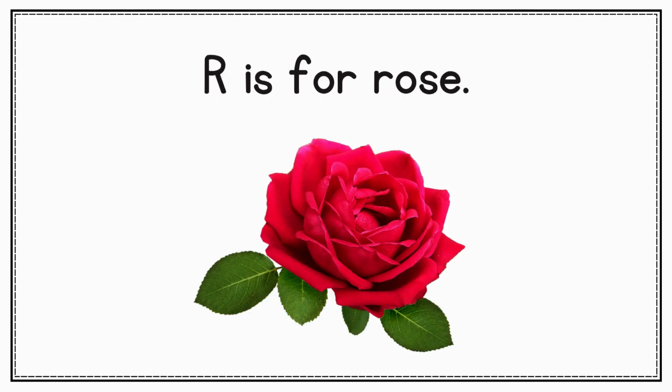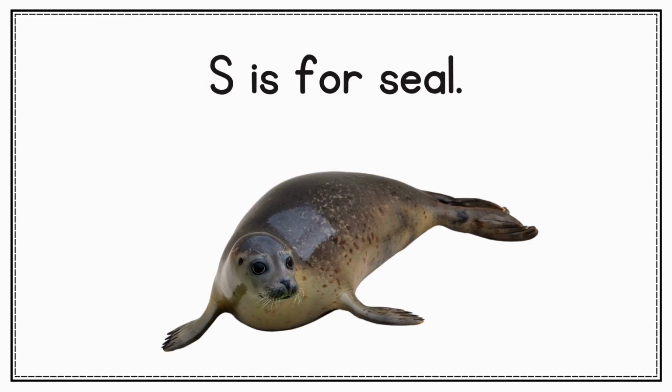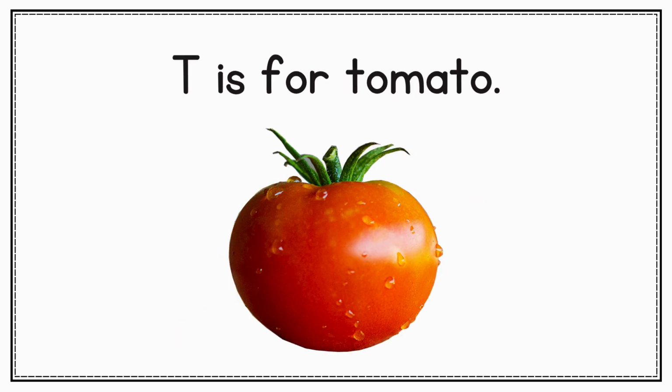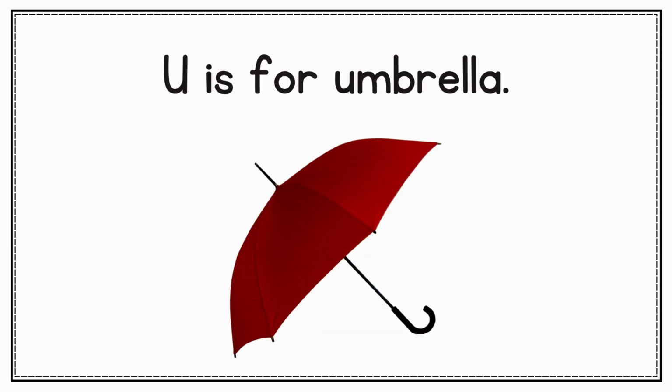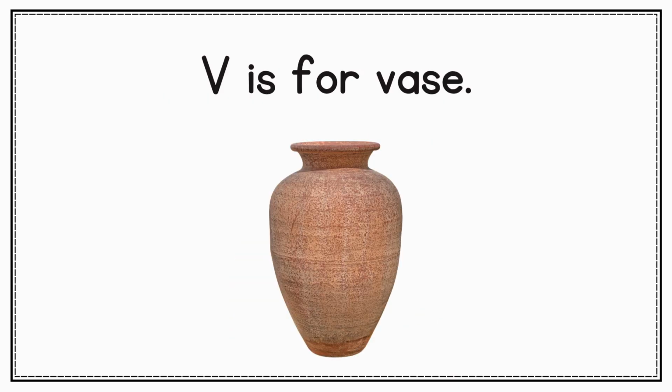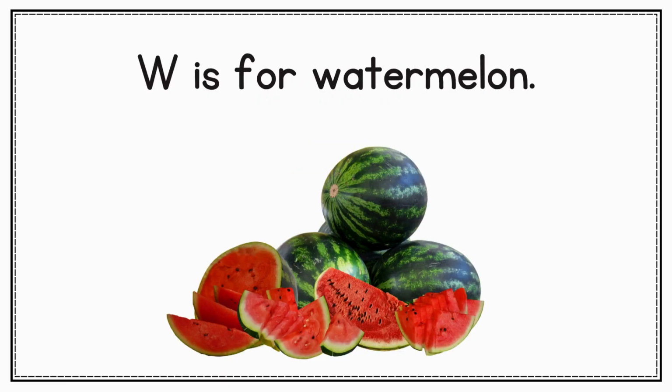R is for rose. S is for seal. T is for tomato. U is for umbrella. V is for vase. W is for watermelon.